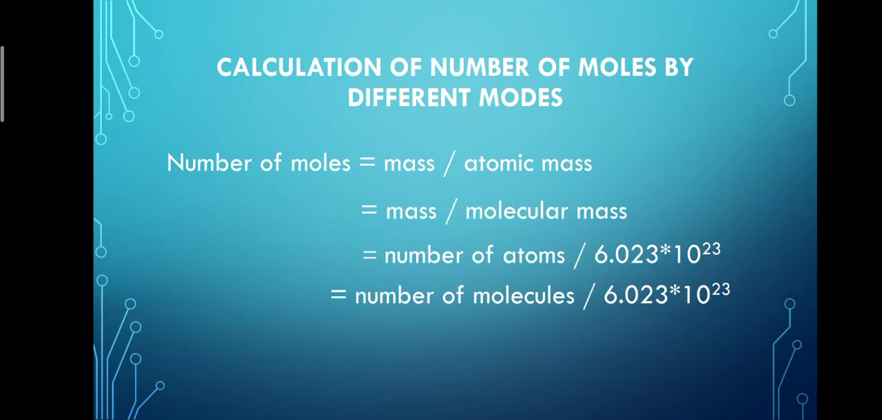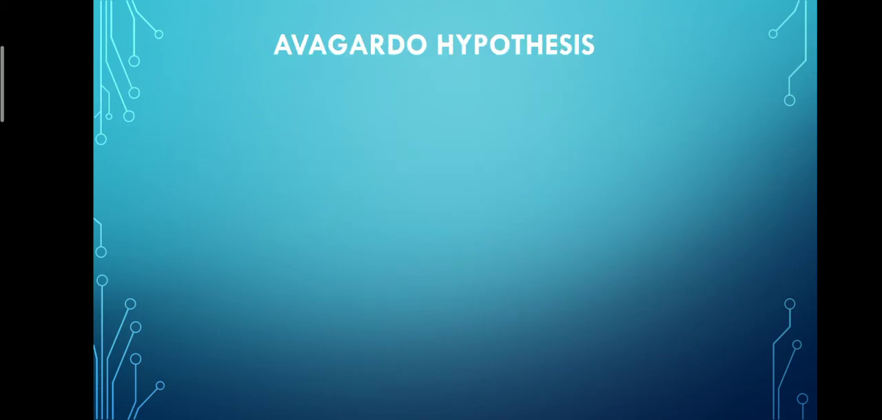Other ways are, if we divide the mass by molecular mass, you can calculate the number of moles, or the number of atoms divided by Avogadro number will give the number of moles, or the number of molecules divided by Avogadro number will give you the number of moles. So these are various formulas to calculate the number of moles. Depending on what was given, you can rearrange these and calculate the number of moles.